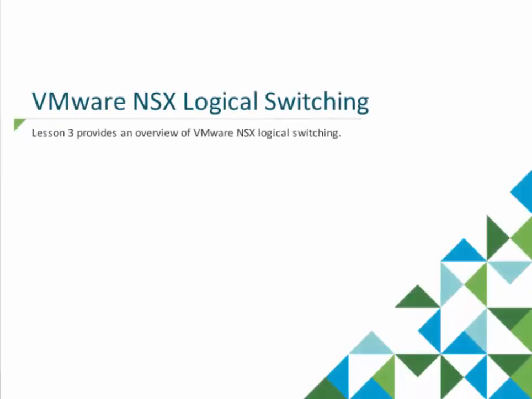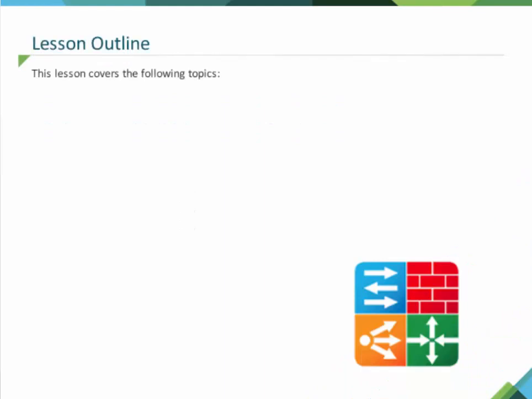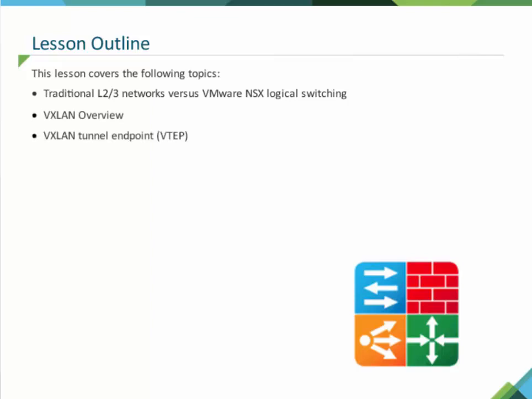Lesson 3 provides an overview of VMware NSX logical switching. This lesson covers the following topics: traditional Layer 2 or Layer 3 networks versus VMware NSX logical switching, VXLAN overview, VXLAN Tunnel Endpoint or VTEP, Transport Zone, Logical Network, and VDS, VXLAN Overlay Tunnel, VXLAN Frame Walk.